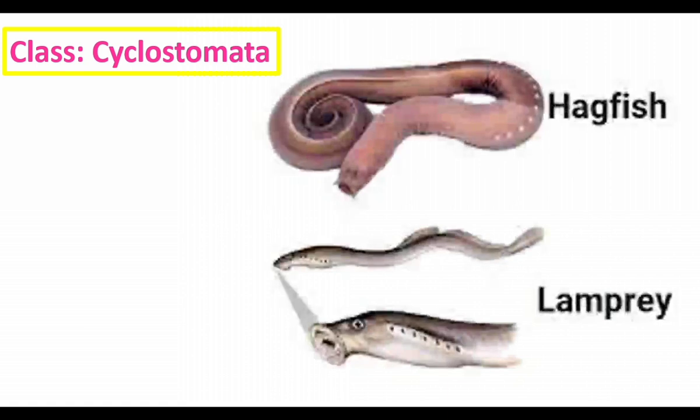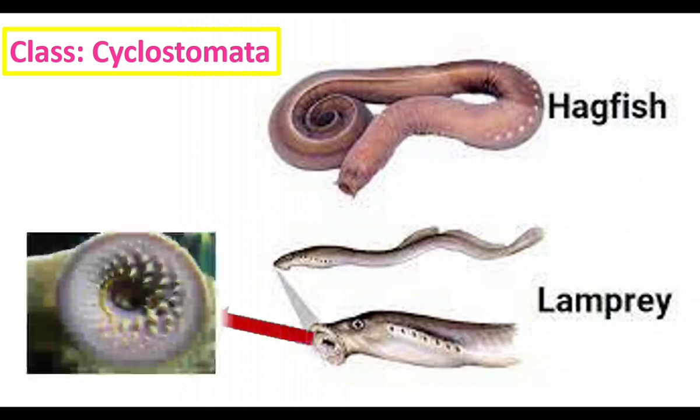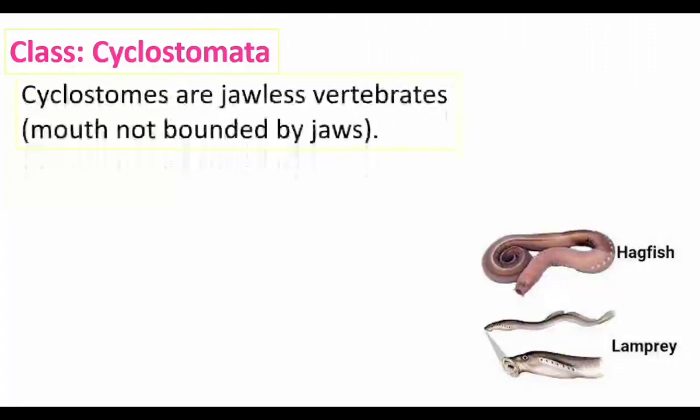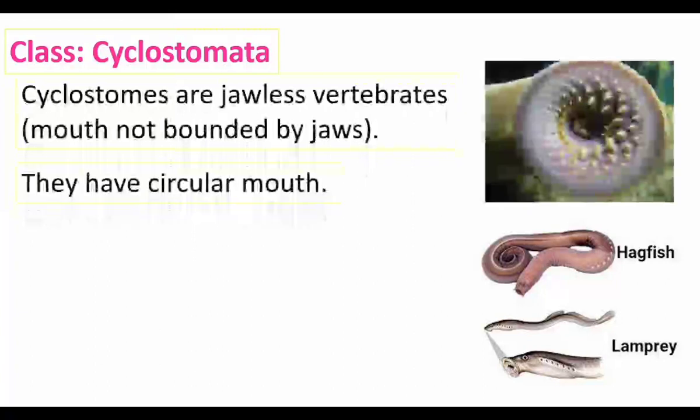The first class of vertebrata, Cyclostomata. Cyclos means round, stoma opening. They have round mouth. They are long animals. The animals have elongated body. Cyclostomata animals are jawless. They have no jaw. They have round mouth, circular mouth.